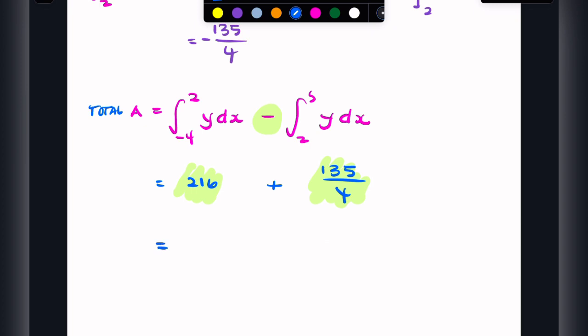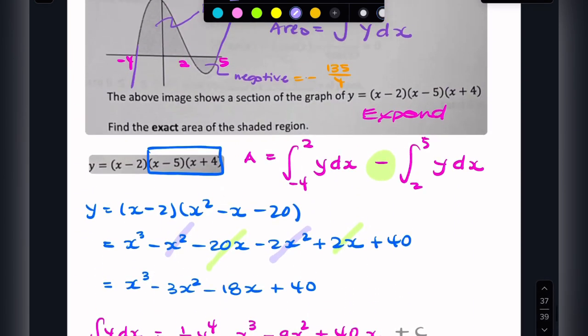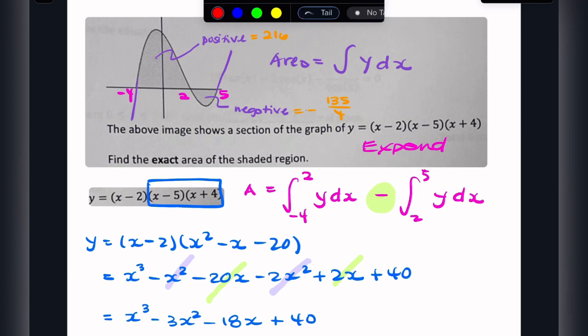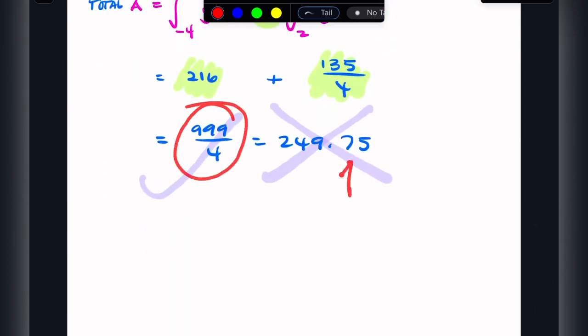And putting that in the calculator gives you 999 over 4. And that gives you 249.75. But we're not going to give that number, we're going to return that fraction. And the reason is because the question asks for the exact area. And the exact area, whenever you see the word exact, it means they don't want any decimals.